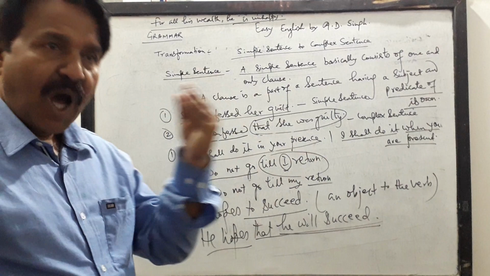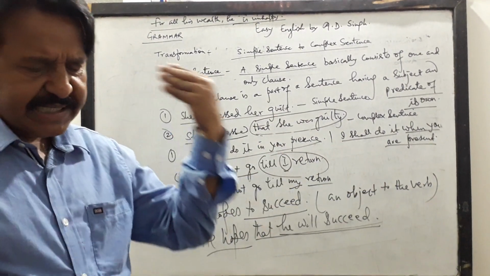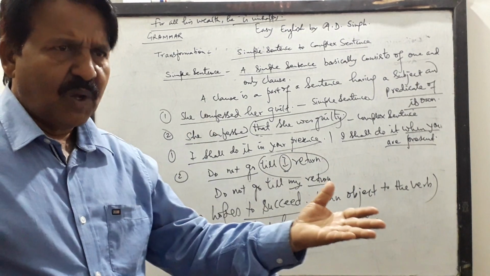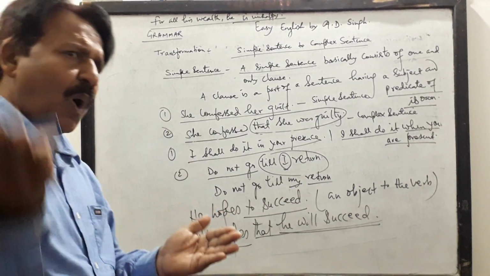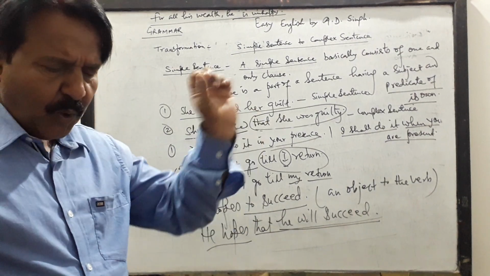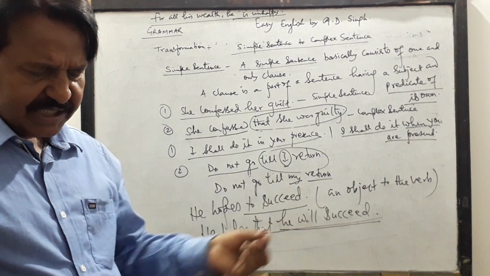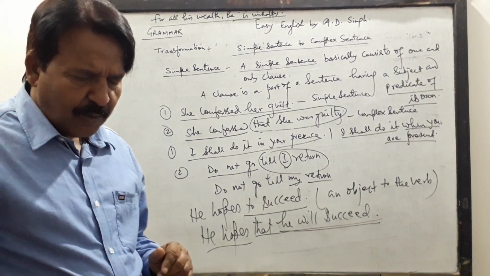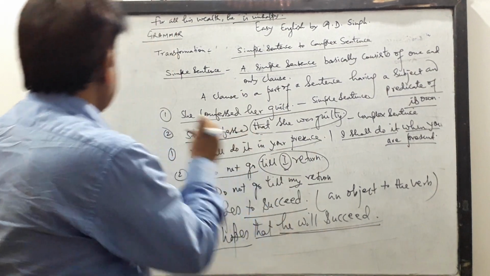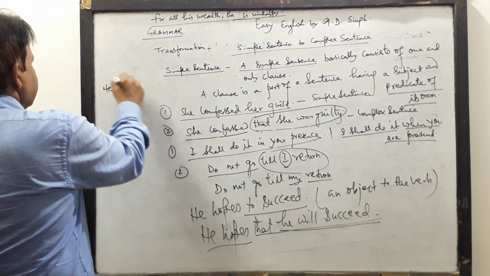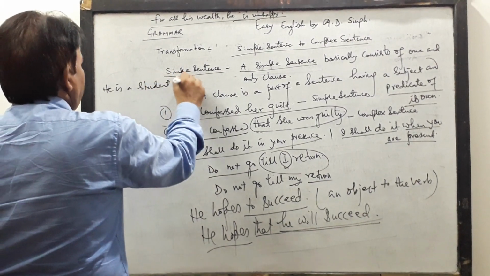Yes. We can use an adjective phrase. We can use an adjective clause or an adverb clause, either to change simple to complex or complex to simple. Both the ways we can use phrases. Like he is a student of great promise. Let us say he is a student of great promise.